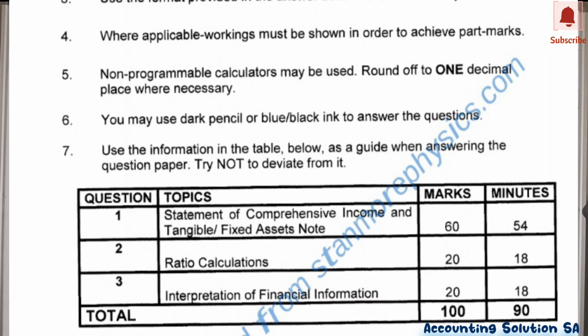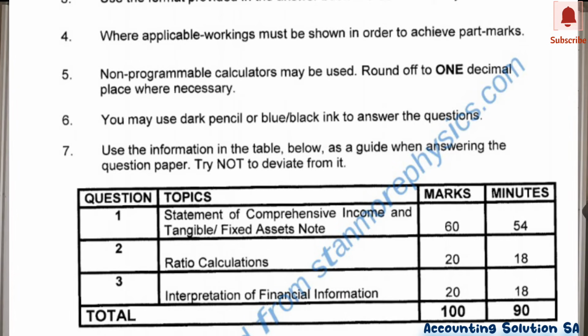Alright, so question 1 that we are going to focus on is a statement of comprehensive income and a tangible assets note. So this question contains 60 marks. That's a lot, guys, because it's almost 75% of this question paper. Then question 2, we have a ratio calculation that we are going to do, which contains 20 marks for this question paper.